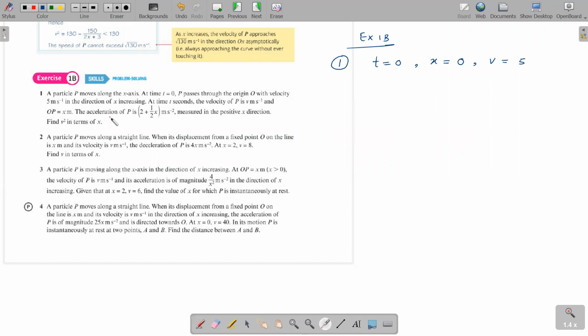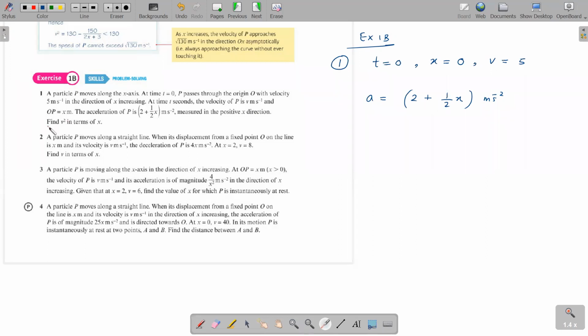They've told you the acceleration of P is 2 plus half x. Can you see the difference in this particular section now? The acceleration is given with respect to x, with respect to displacement, not with the t variable. The acceleration of P is 2 plus half x meters per second square, measured in the positive x direction. Find v square in terms of x.